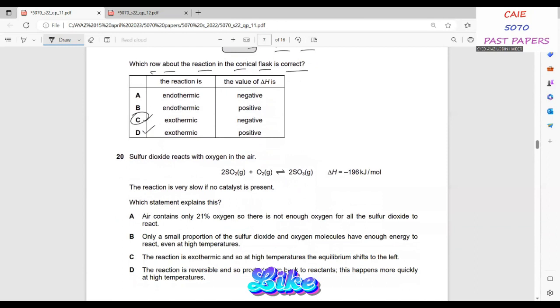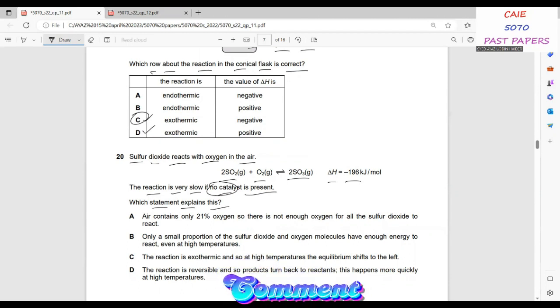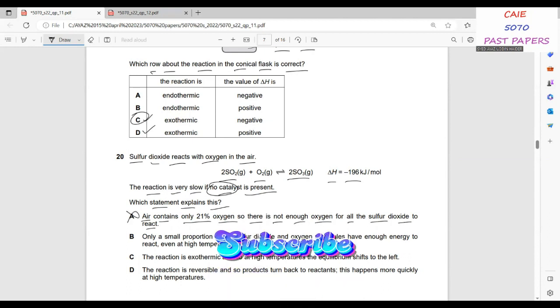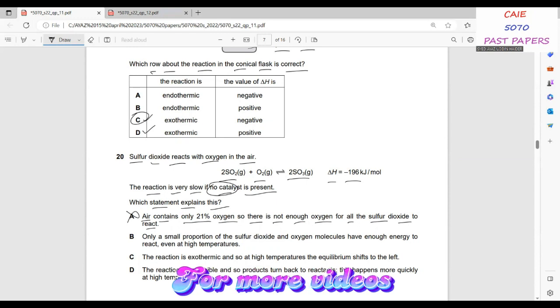Number 20. Sulfur dioxide reacts with oxygen in the air. 2SO2 plus O2 gives 2SO3. Delta H is negative. The reaction is very slow if no catalyst is present. Which statement explains this? So we are talking about the presence or absence of catalyst for this reaction. A. Air contains only 21% oxygen, so there is not enough oxygen for all the sulfur dioxide to react. This is wrong. It has nothing to do with the presence of oxygen here, because the information does not suggest this.